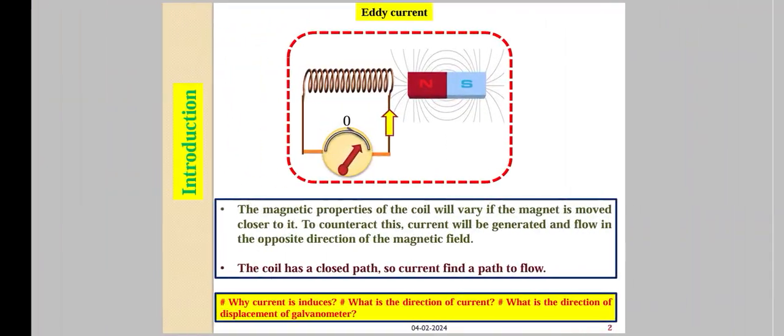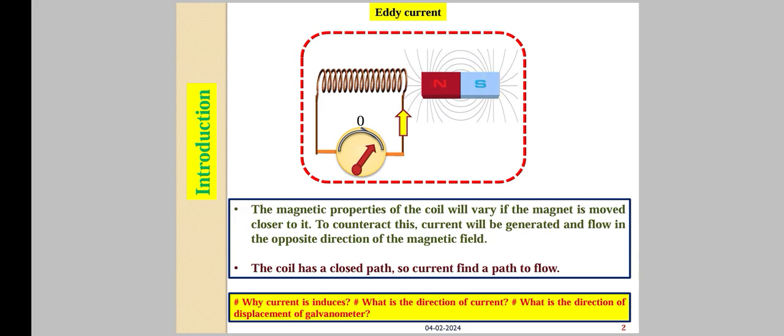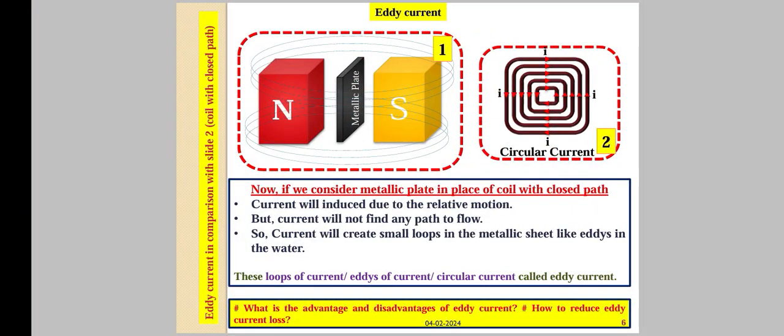In case of the coil, there is a closed path. So whatever current is induced, it gets the path to flow because of that closed path. But in case of the metallic sheet, whenever there is a relative motion, some current will be induced. This plate doesn't have any closed path to circulate the current, so the current starts creating small circular loops, as shown in figure 2. It creates small loops in the metallic plate, like the eddies in the water. So this circular current is called eddy currents.